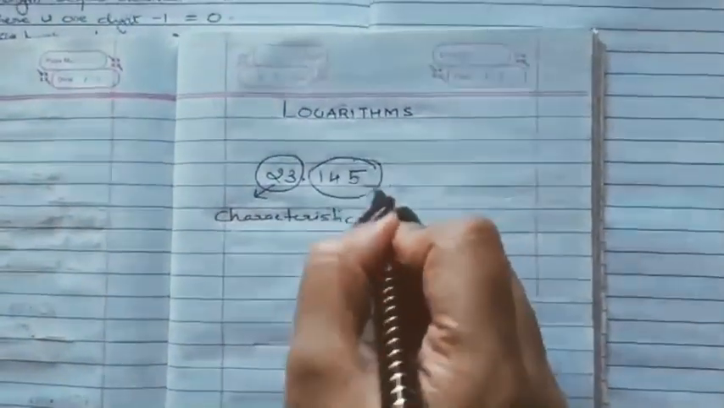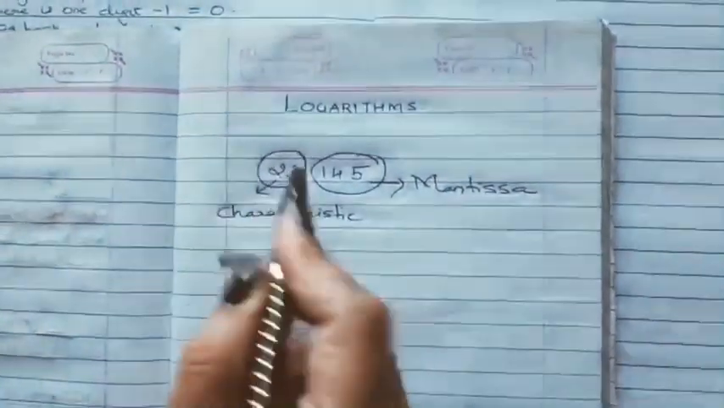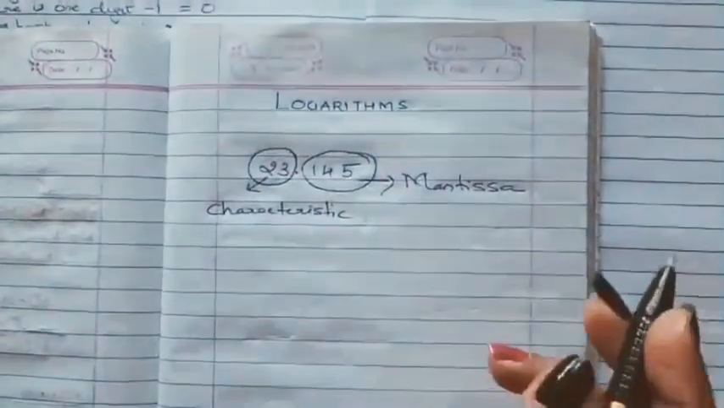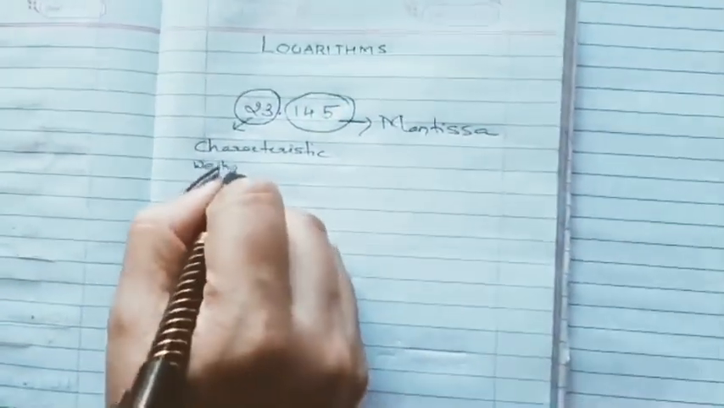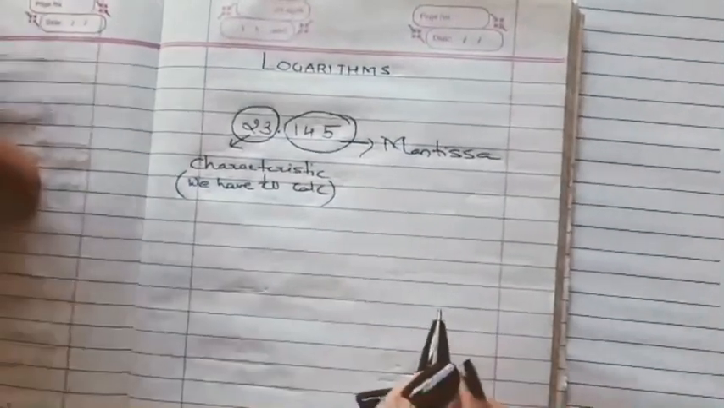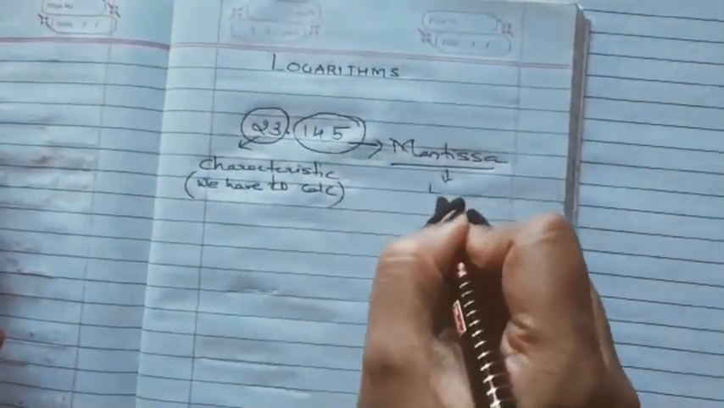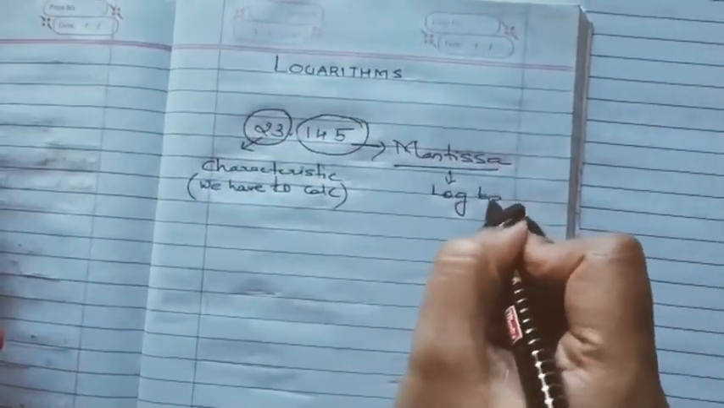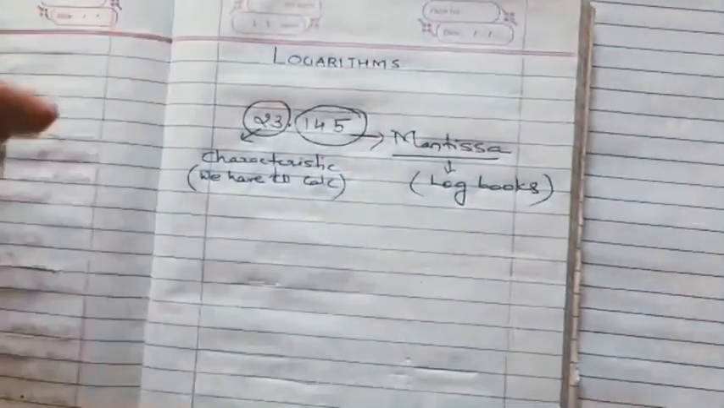And this part is called the mantissa. So this is the characteristic and this is the mantissa. The characteristic is the part we have to calculate and find out, and the mantissa is the one which we will find in the logbooks.